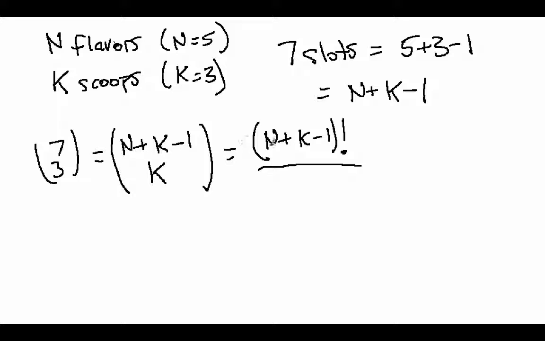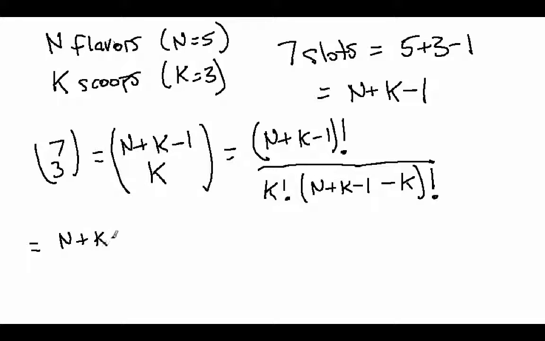So that's n plus k minus 1 factorial over k factorial times n plus k minus 1 minus k factorial. And that's equal to n plus k minus 1 factorial over k factorial, and if I come over here, the k's cancel each other out. That's n minus 1 factorial.